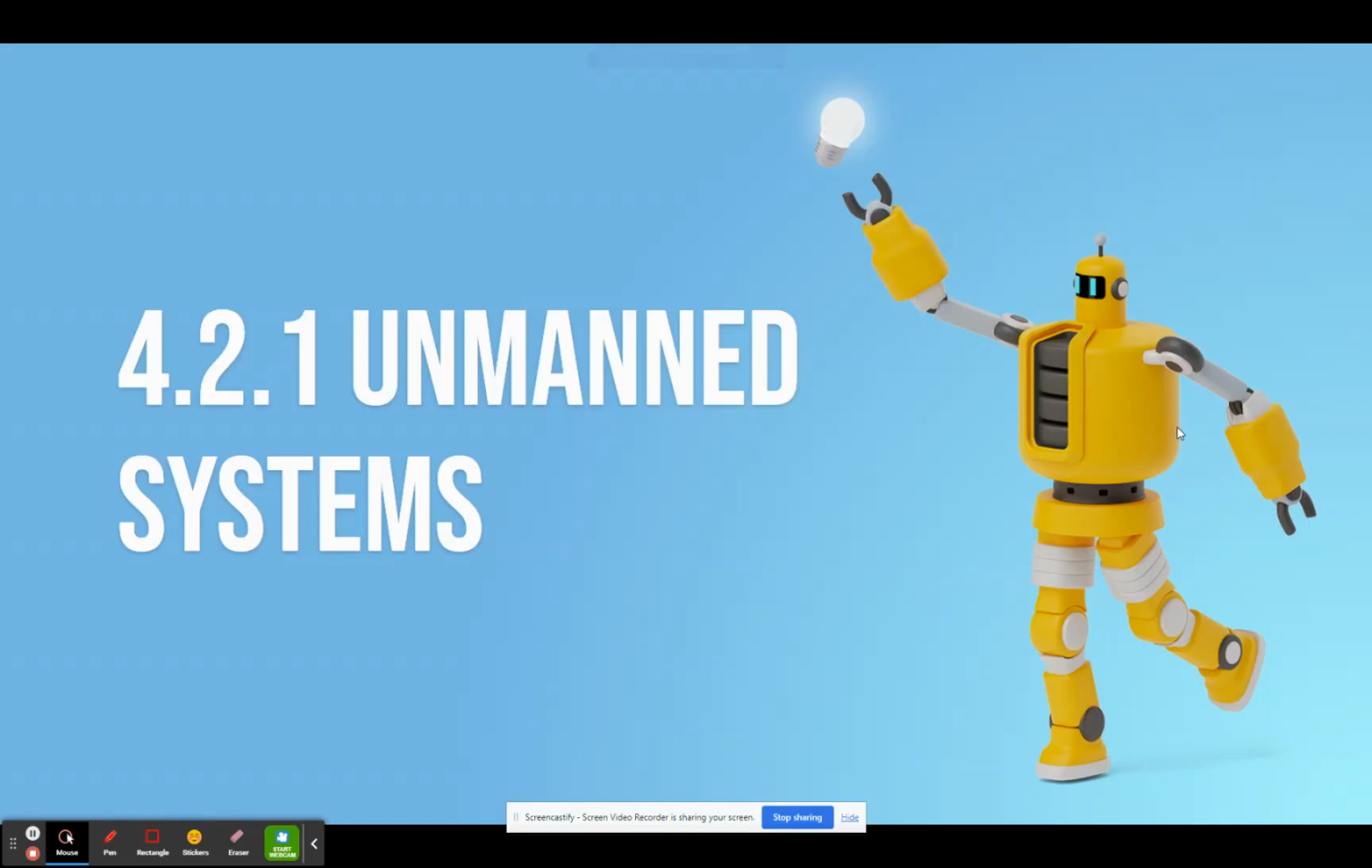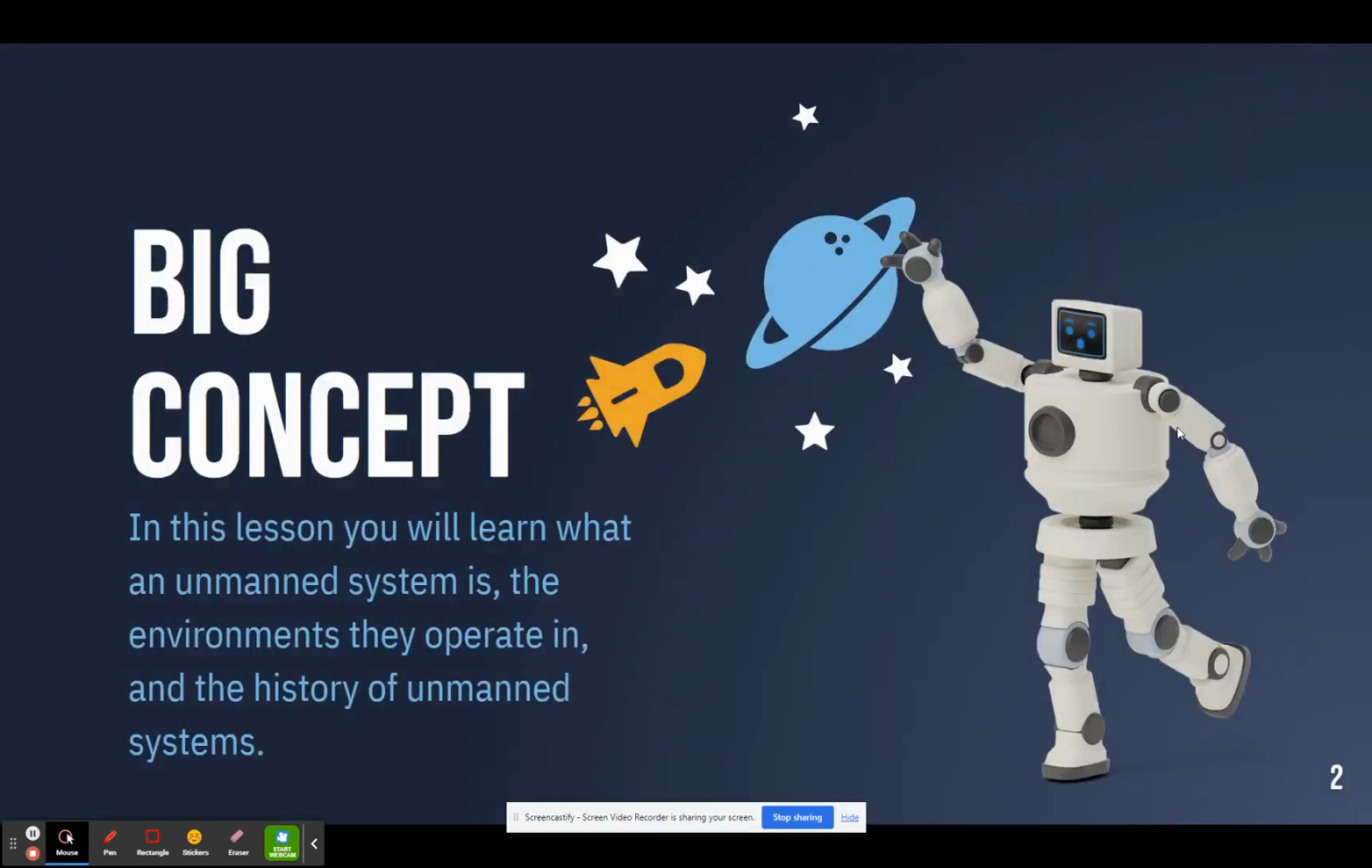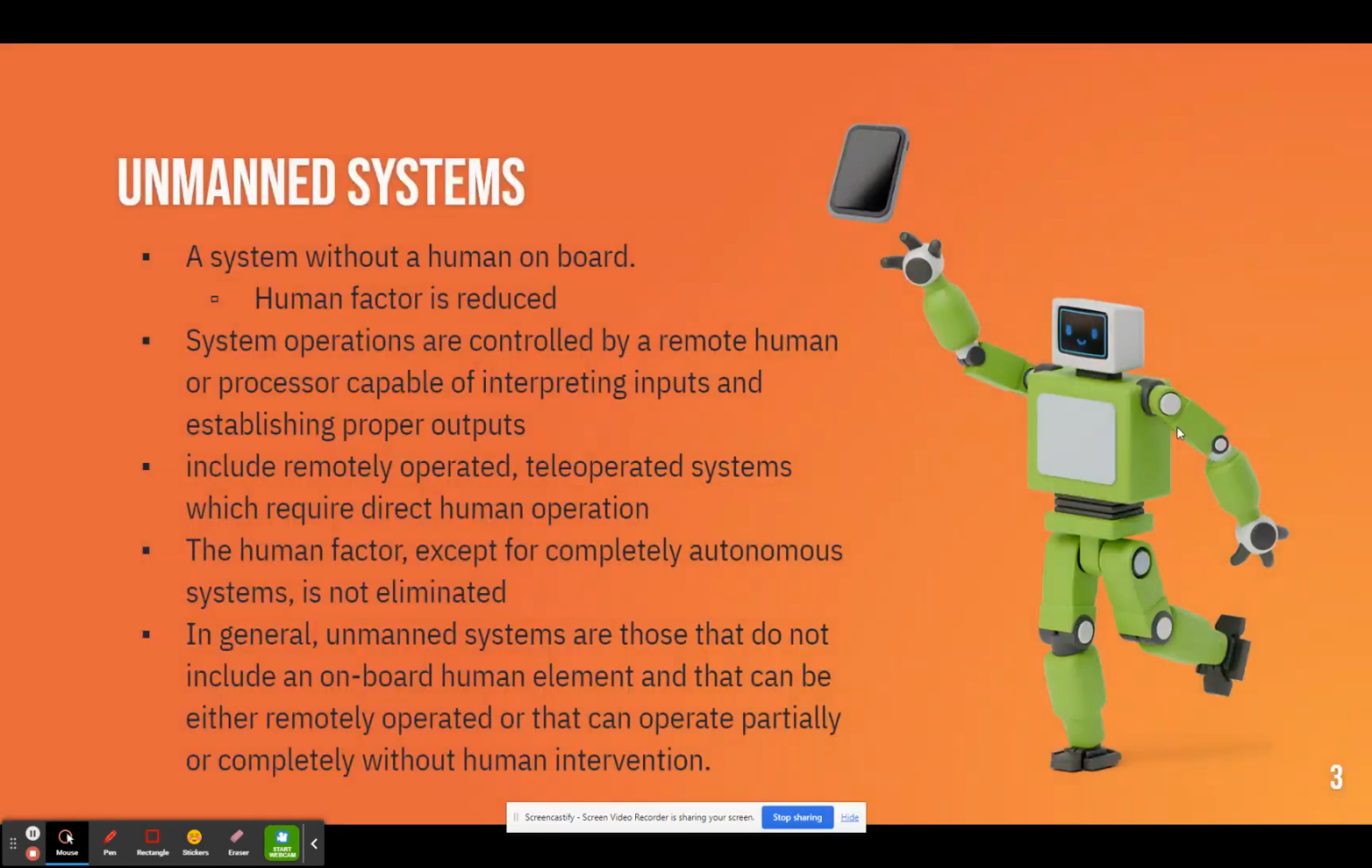All right, this lesson is 4.2.1, and it is unmanned systems. In this lesson, you're going to learn what an unmanned system is, the environment or environments they operate in, and the history of unmanned systems.